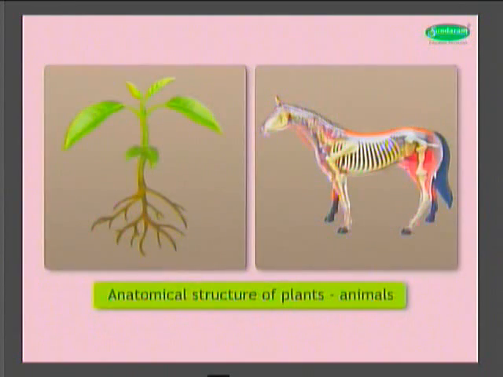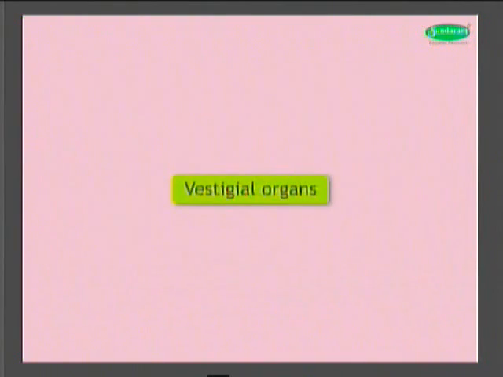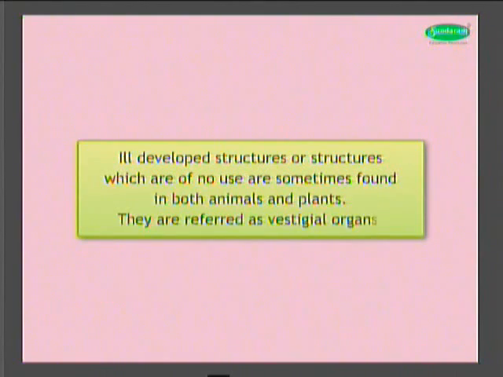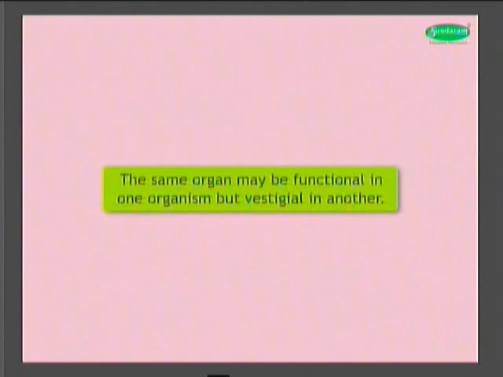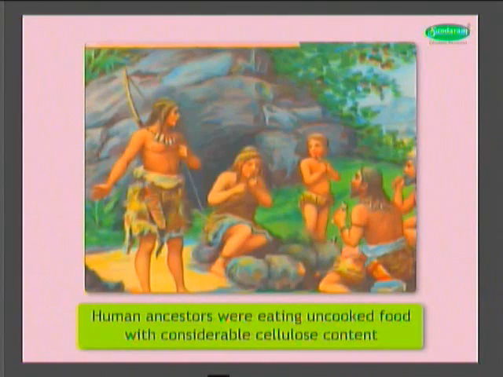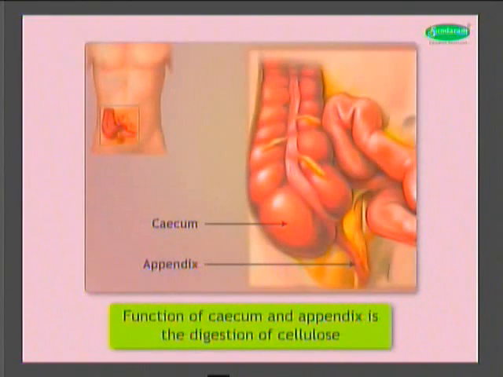Thus, anatomical study of the bodily structure of plants and animals too supports the theory of evolution. It is interesting to know about vestigial organs. Ill-developed structures or structures which are of no use are sometimes found in both animals and plants. They are referred as vestigial organs. The same organ may be functional in one organism but vestigial in another. Vermiform appendix of man is one such organ among others. The reason could be human ancestors were eating uncooked food with considerable cellulose content in them. The normal function of cecum and appendix in mammals is the digestion of cellulose.